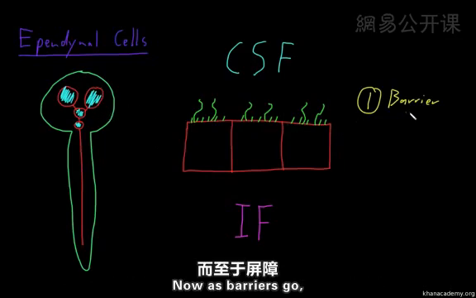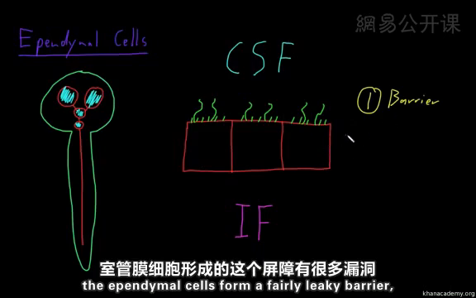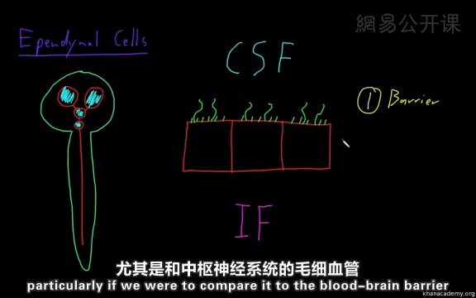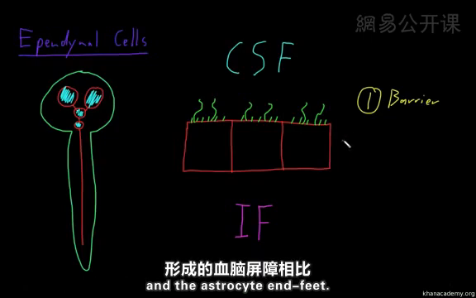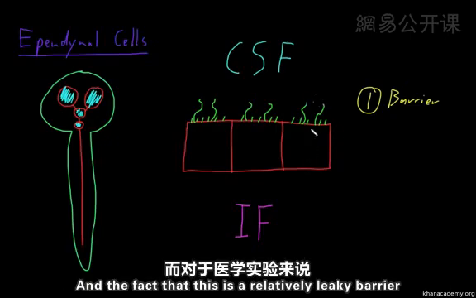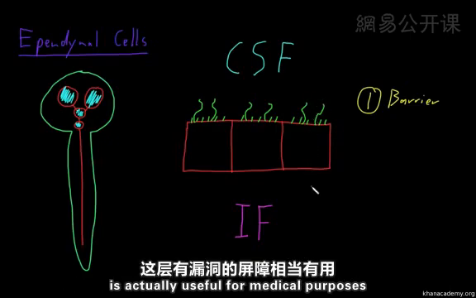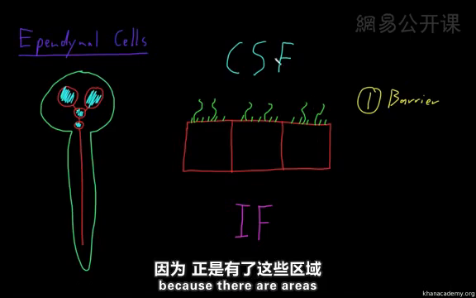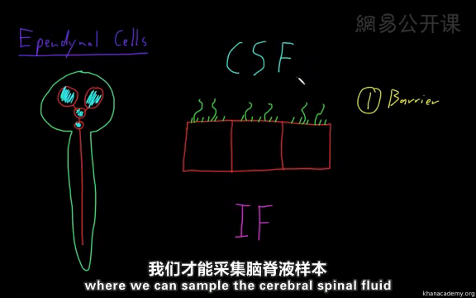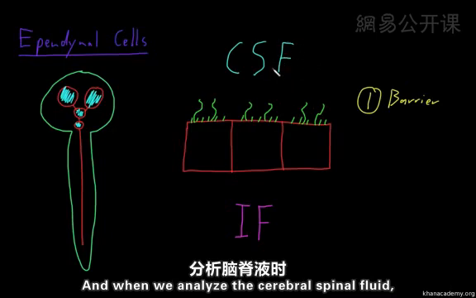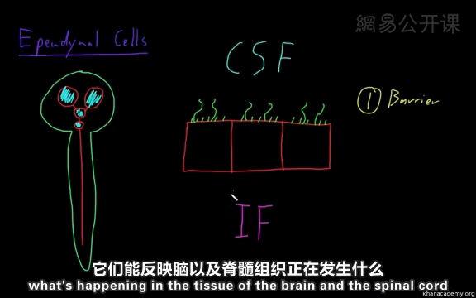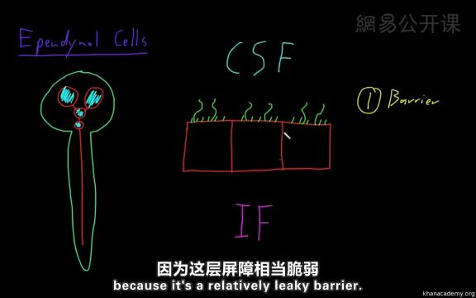Now as barriers go, the ependymal cells form a fairly leaky barrier, particularly if we were to compare it to the blood-brain barrier created by the capillaries in the central nervous system and the astrocyte end feet. And the fact that this is a relatively leaky barrier is actually useful for medical purposes, because there are areas where we can sample the cerebrospinal fluid and send it to the laboratory, and when we analyze the cerebrospinal fluid we can often get a lot of information about what's happening in the tissue of the brain and the spinal cord, because it's a relatively leaky barrier.